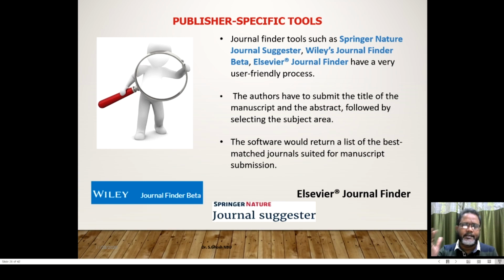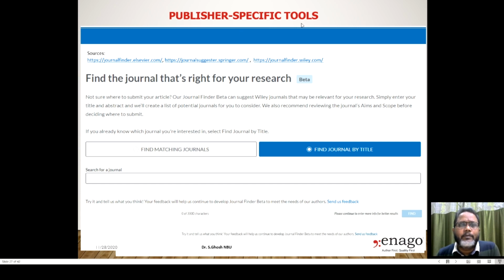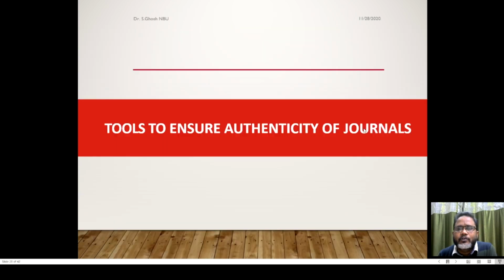It will make the list precise, and obviously a very selected list will come to you, and this will be the most helpful thing for you. And you see these publisher-specific journal finders, and here, find matching journals, and here you see the find journal by title, search for journal, and then find. So this is the difference in journal finding tools.